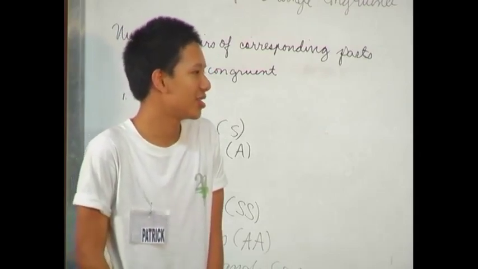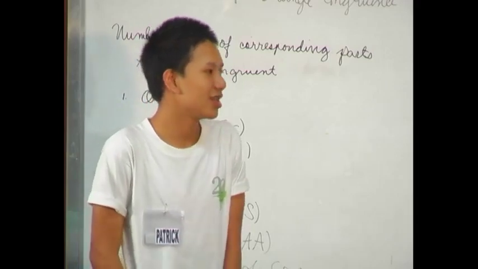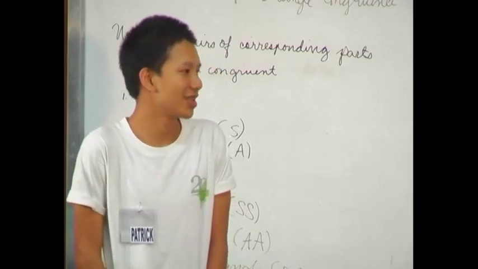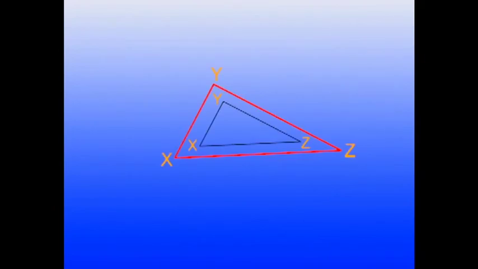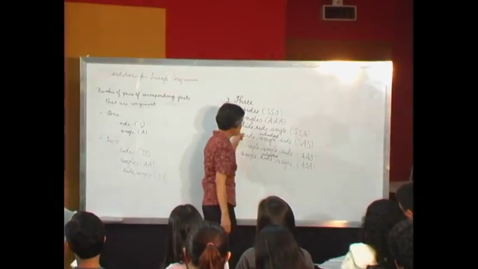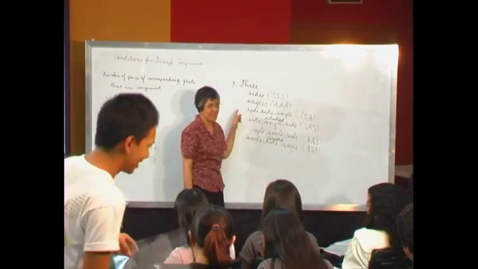So do you have the triangles? Will you please show them to us? So the original triangle is the one in the center, the small one, while the other triangle is the bigger one. So as you can see, they have corresponding congruent angles, but they are not congruent triangles. What about the others? SSA, anybody?